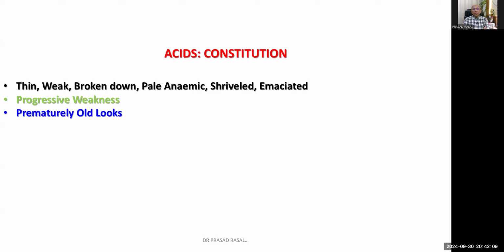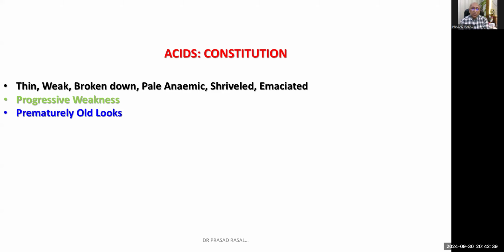There is progressive weakness, prematurely old looks, and this is because of the shriveled appearance, the early degeneration, tremendous loss of strength. Day by day, the patient is becoming weaker, and debility is increasing. This is very characteristically an acid constitution.